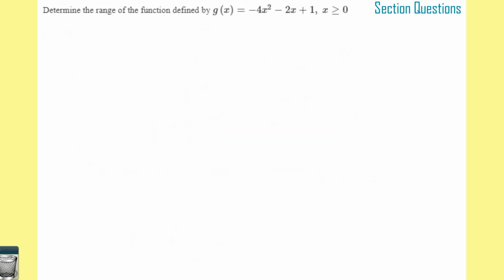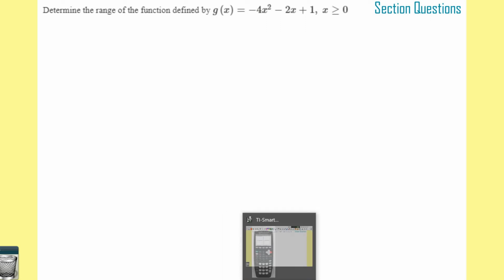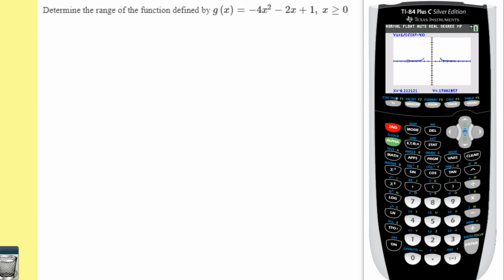All right, let's keep going. Okay, so if we want to do it by hand, go for it. I say let's use the calculator. Okay, so I'm going to go ahead and turn off my stat plot because that's going to drive me crazy. So let's see, y equals, I'm going to clear that out. I'm going to put -4x squared minus 2x plus 1. So we graph it, and there we go, we get a parabola.